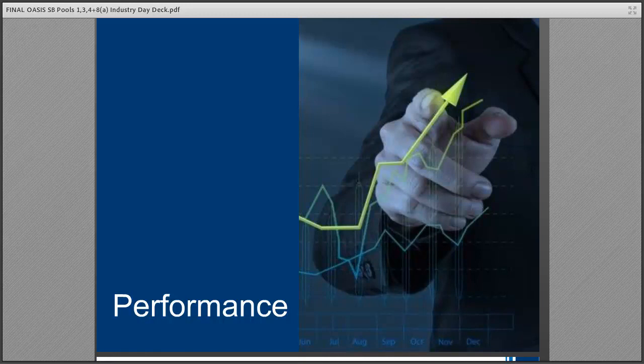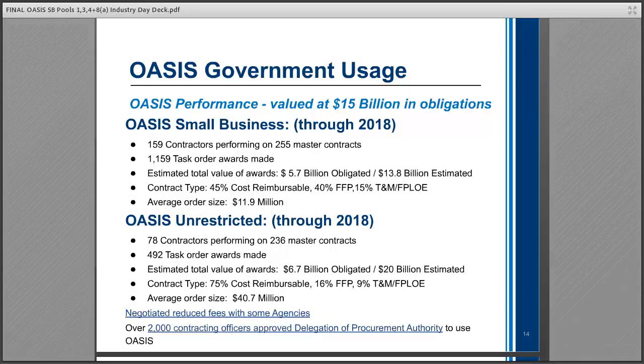So, performance. I just want to take a moment to go over the performance that OASIS has experienced in the last few years since we were stood up in 2014. OASIS has had a pretty good track record, and it's been adopted widely across government, particularly among our DoD services. So today, at the end of FY18, which was this past September, we were valued at $15 billion in obligations, which is pretty good. OASIS has only been around for 4 years. We have 159 contractors performing on 255 master contracts, and about 1,100 task orders were awarded. Our contract types tend to trend more towards cost reimbursable at about 45% as opposed to 4% firm fixed price, and our average order size on small business is approximately $12 million.